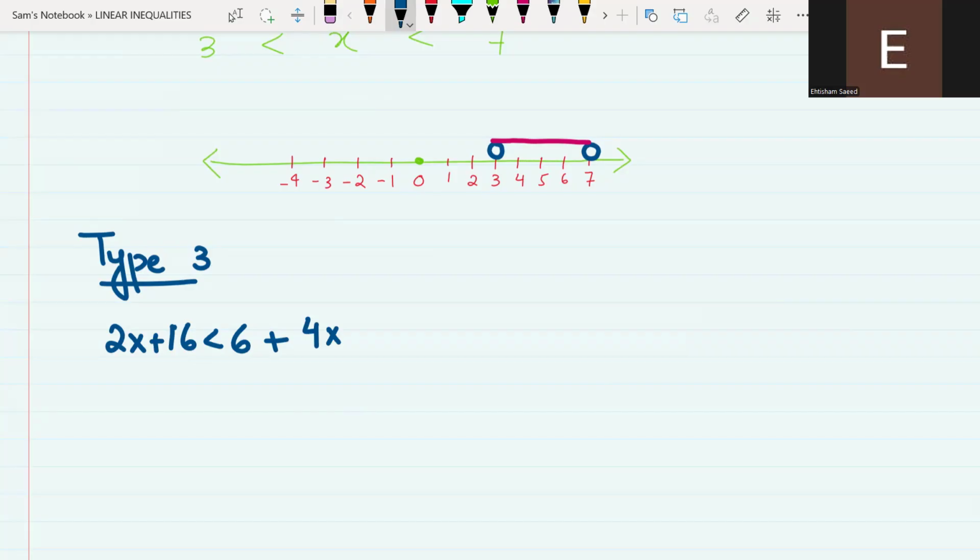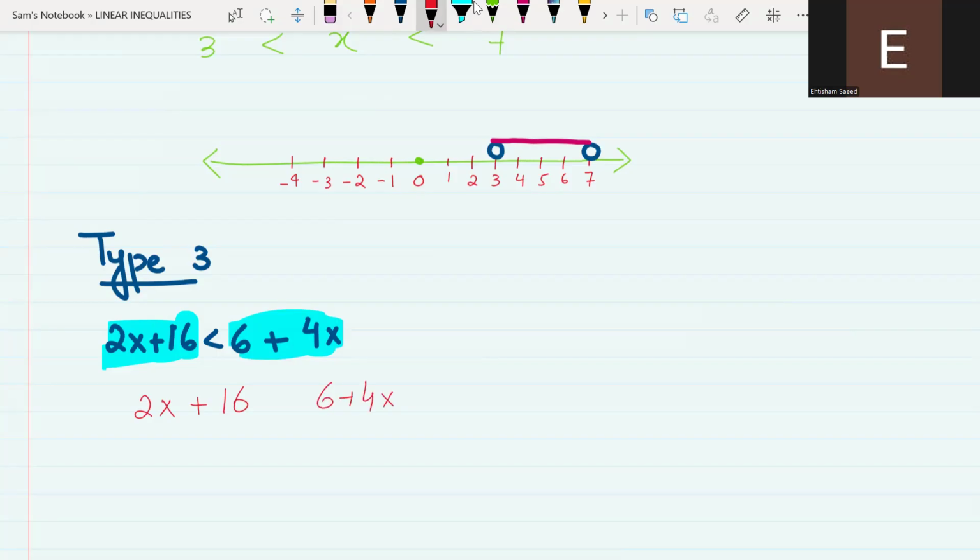Here there are two linear expressions. This is a linear expression and this is also a linear expression. These are the two linear expressions present, and they have an inequality in between. How are we going to solve them? So let's see. I have 2x plus 16 and I have 6 plus 4x.